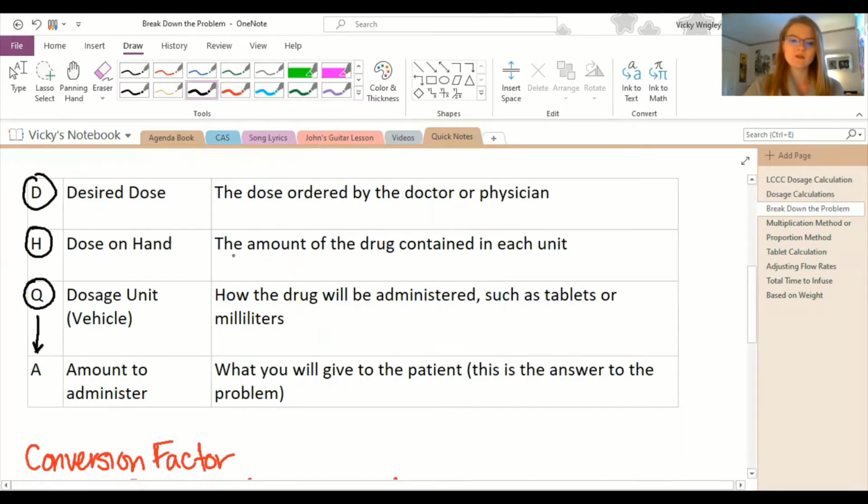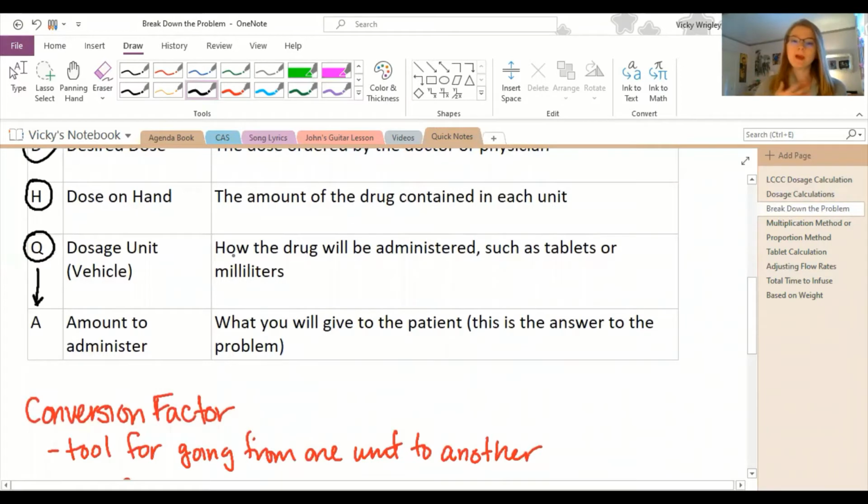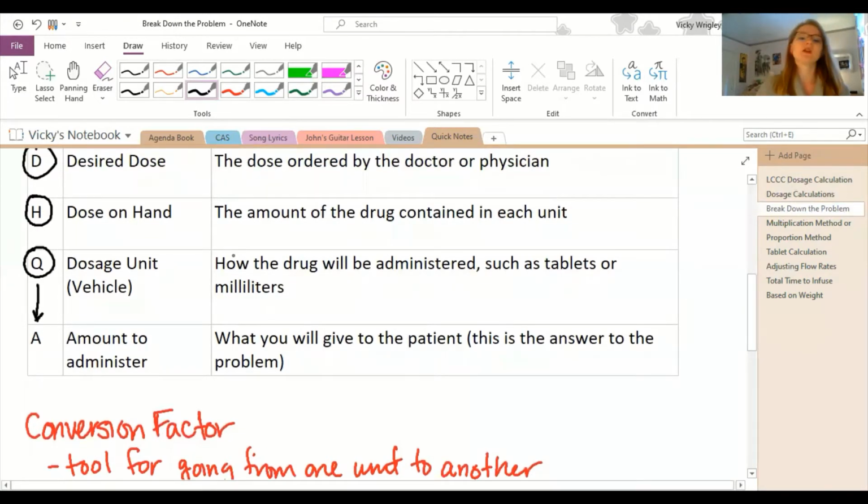So what is a conversion factor? In my words, it's a tool that you can use for going from one unit to another. Usually your desired dose might be in different units than the amount to administer. You might need to administer 3 tablets to a patient. Well, this isn't going to be in the same units as your desired dose. Your desired dose might be in milligrams or grams, but your amount to administer might be in tablets or capsules or something like that.